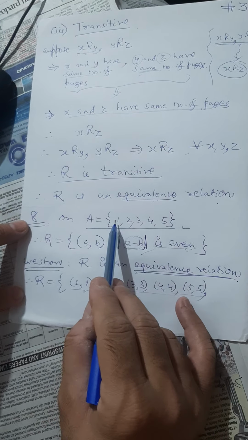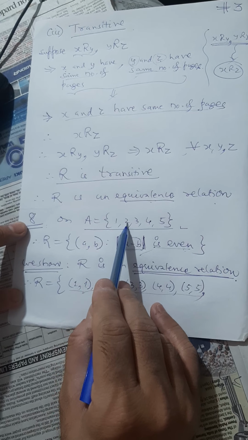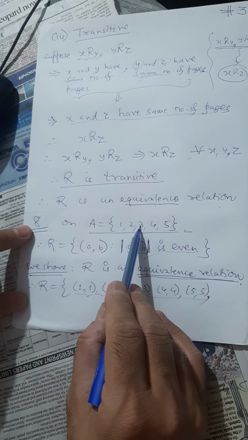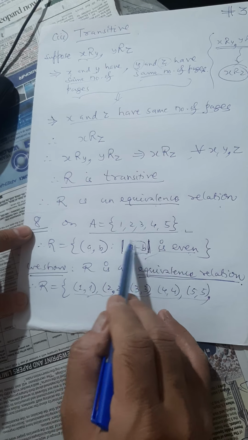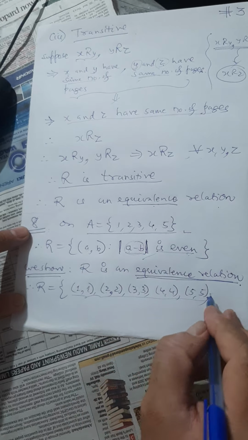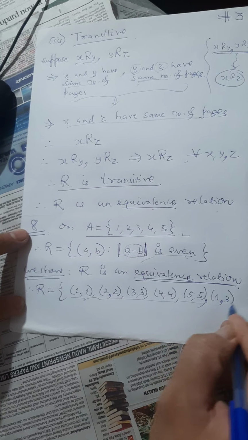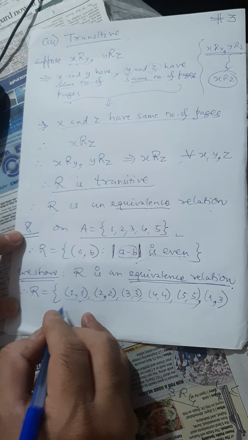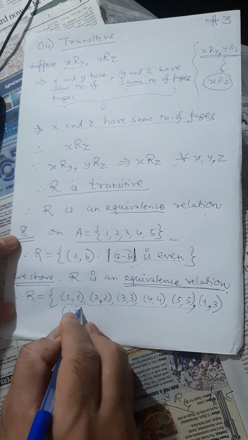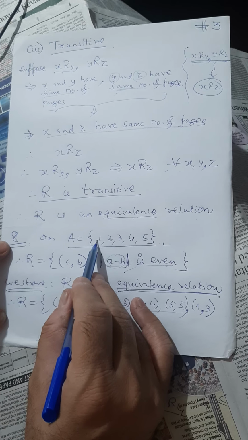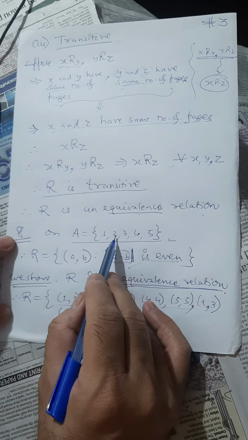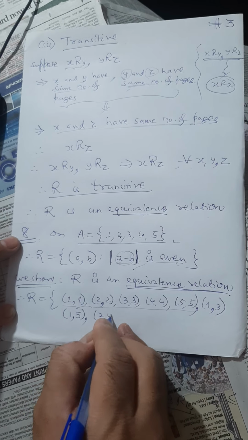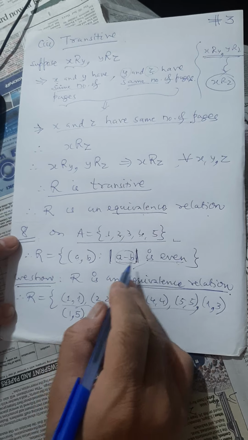Now the other ordered pairs, you cannot take (1,2) because its difference is odd. Can we take (1,3)? Yes, because 1 minus 3 is minus 2, and if we take modulus it's 2 and it's even. So (1,3) will be there. (1,4), no. (1,5), yes. (1,5) is there. Now go to 2: (2,1), no. (2,2) already chosen. (2,3), no. (2,4), yes. (2,4). Why this? Because 2 minus 4 is minus 2 and it's even.